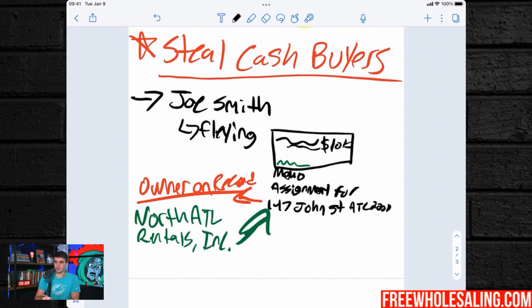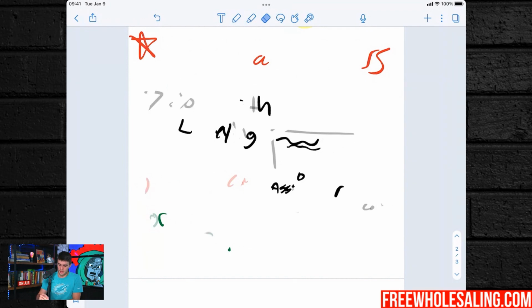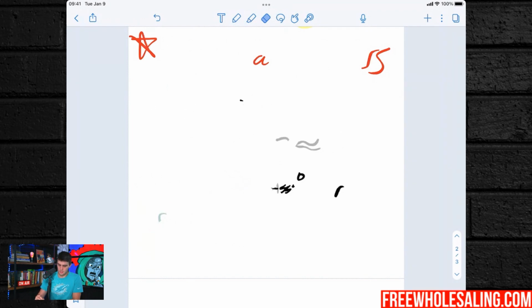Next up, you just steal cash buyers. That is how you do it. Now, screenshot this really quick. Remember, at the YouTube channel, you can replay this and go from there. But that's pretty much how you do it. Not trying to complicate this for y'all. I should probably make this eraser bigger, but whatever.